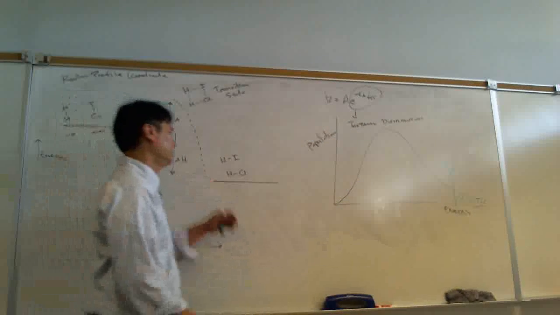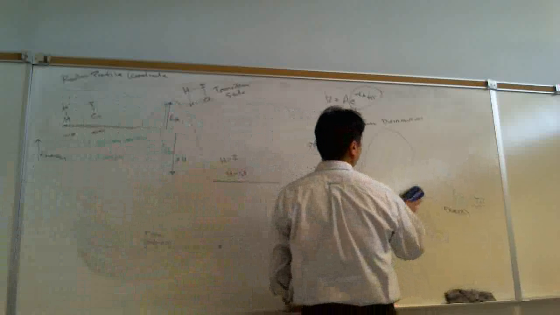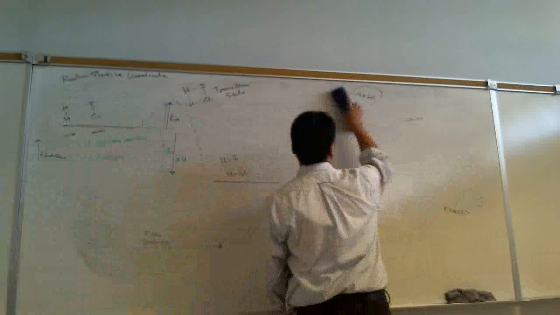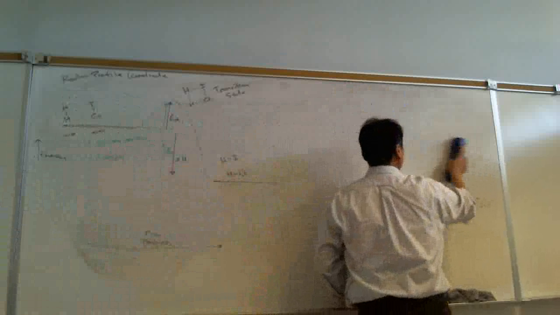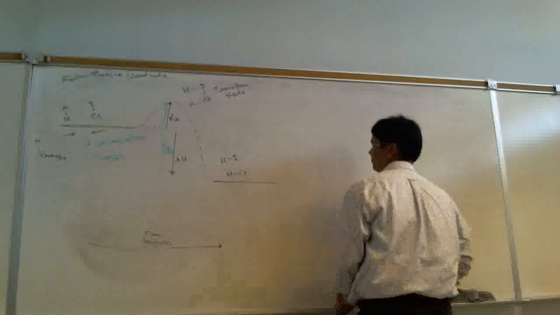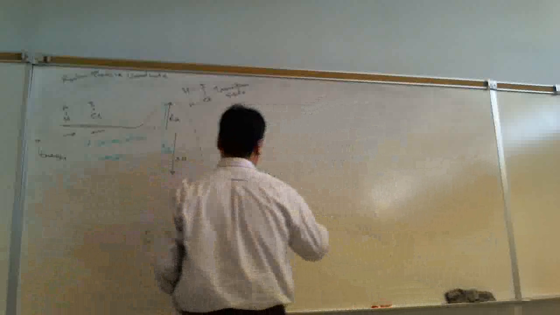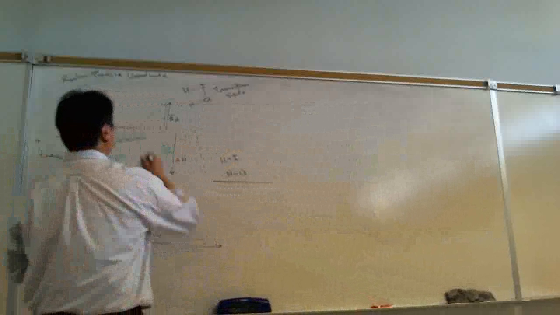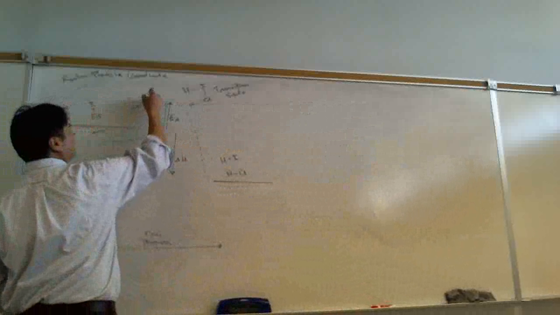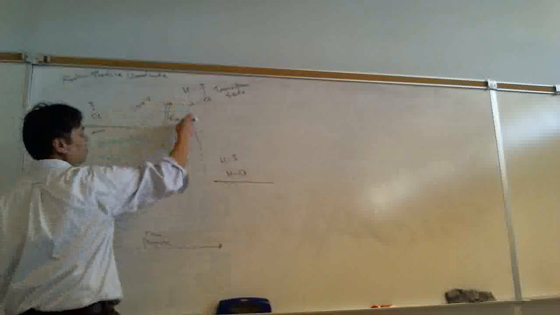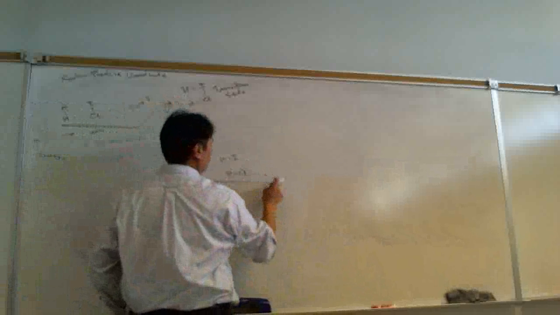Okay, I need it a little bit more. Let me extend this out. So this is what we call step one here. Step one is going to be the slowest because it's going to be the biggest barrier to overcome. Step two will be less of a barrier.